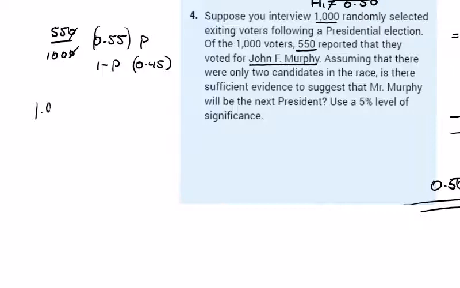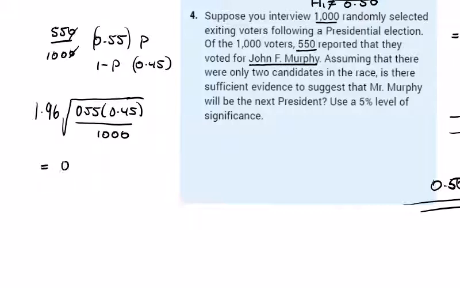So my margin of error is 1.96 by P times 1 minus P. You can see here it doesn't actually matter if you mix them around. Divided by my sample size of 1,000. So 1.96 by those two gives 0.0308. I'll just round it to 0.031. My P proportion was 0.55.